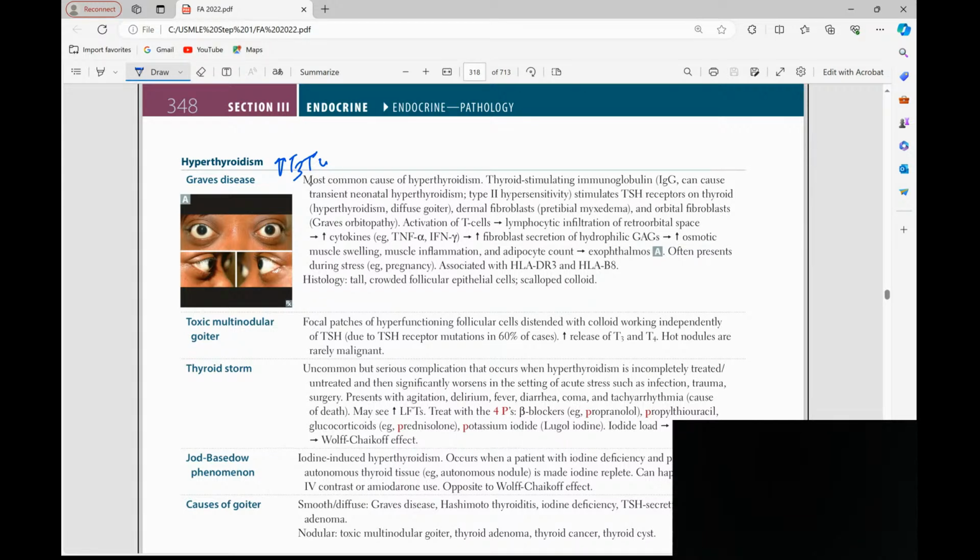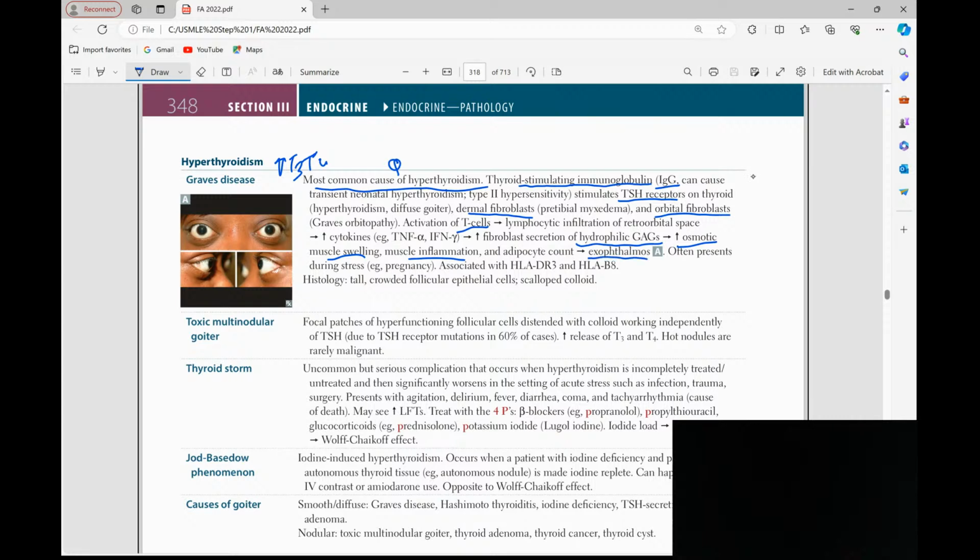The most common cause is asked many times. The most common cause of hyperthyroidism is Graves' disease, and it is also autoimmune, due to thyroid stimulating immunoglobulin. Okay, and it will stimulate the TSH receptor on thyroid and orbital fibroblasts. So T cells will cause inflammation, and there is also secretion of GAGs, increased osmotic swelling, water retention, and exophthalmos.